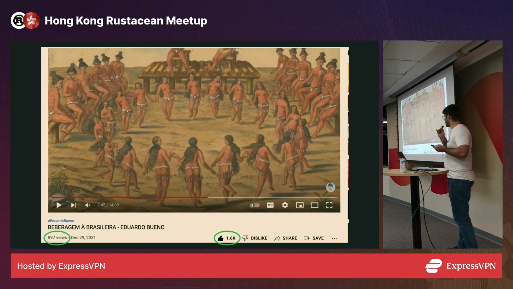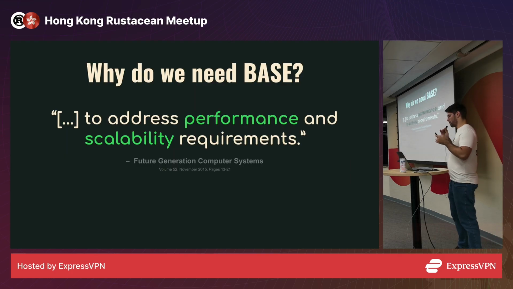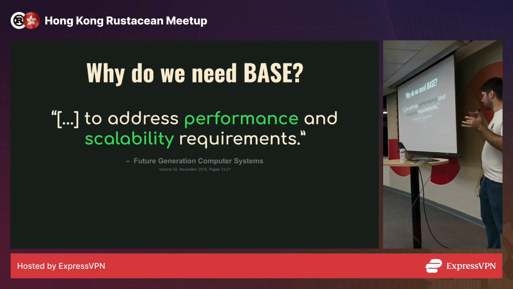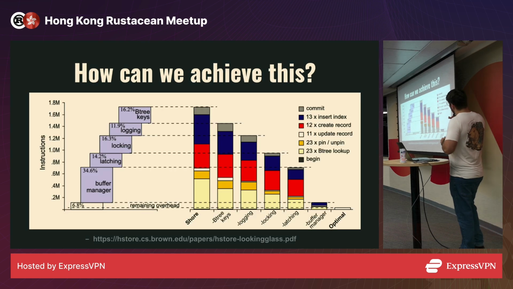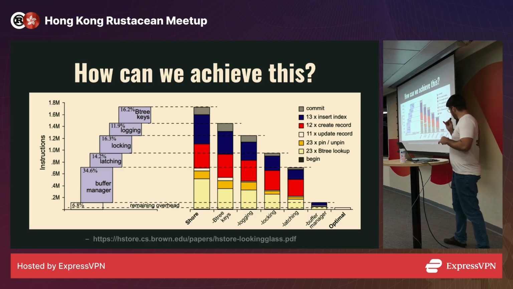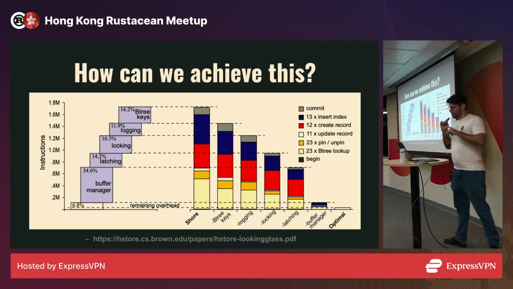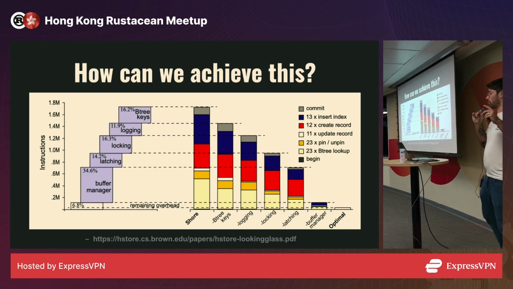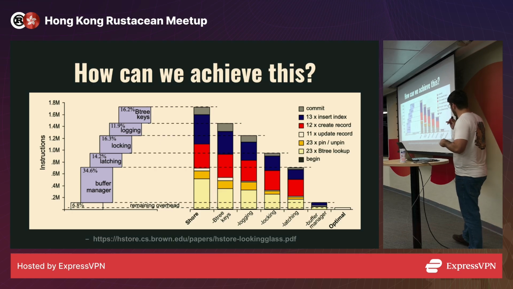So basically this is a choice to prioritize performance and scalability. And this is a cool study from Brown University. They created this database called H-Store. It's not to be confused with hstore from Postgres. This is an entirely different thing.